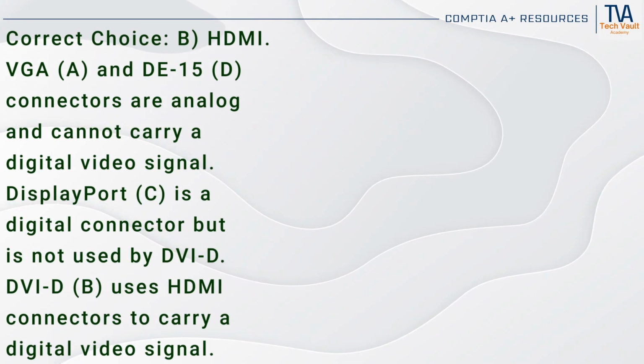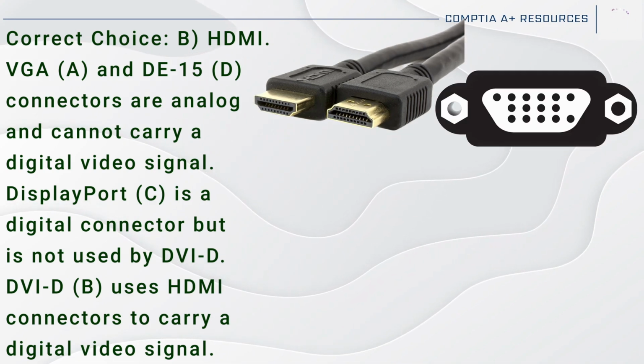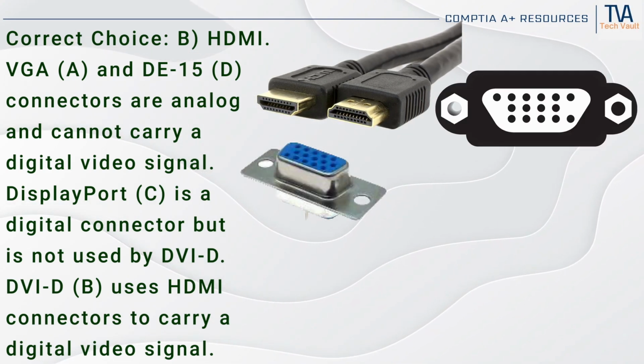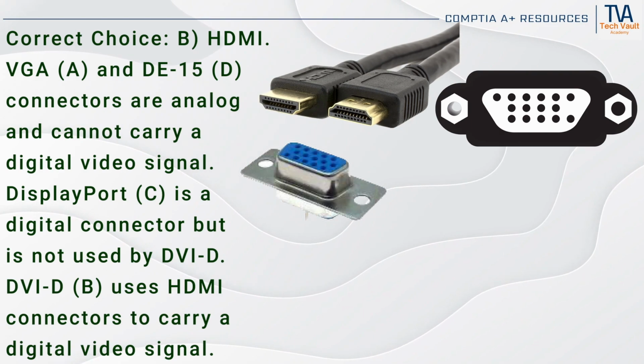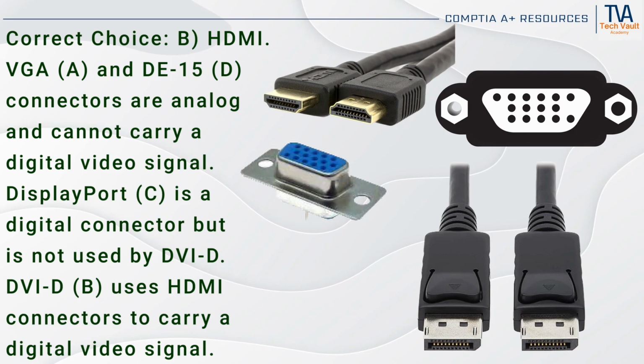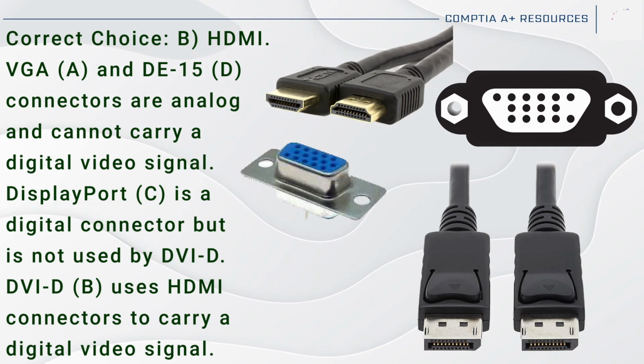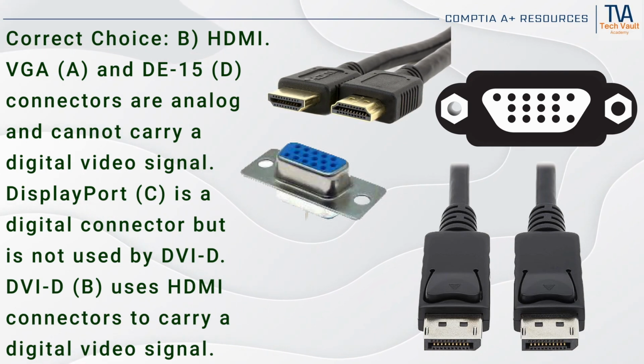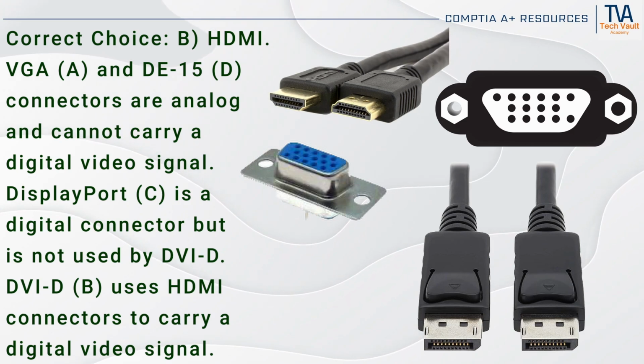Incorrect choice. B. HDMI. VGA, A, and D15, D, connectors are analog and cannot carry a digital video signal. DisplayPort, C, is a digital connector but is not used by DVI-D. DVI-D, B, uses HDMI connectors to carry a digital video signal.